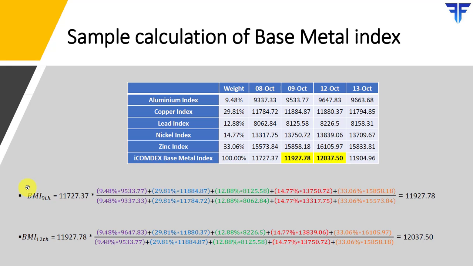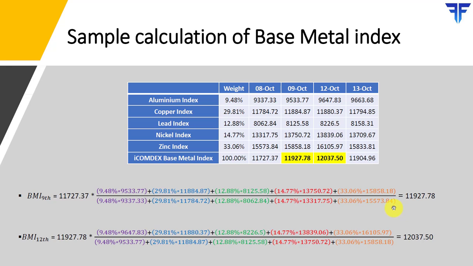Let us try to understand how the base metal index value is calculated using a real example. Notice the first of the two highlighted regions. This represents the value of the iCOMDEX base metal index on 9th of October. But how exactly is it calculated? Well, the index value on 9th is equal to the index value on 8th multiplied by the summation of the weighted average values of individual indices on 9th October and then divided by the summation of the weighted average values of individual indices on 8th October.